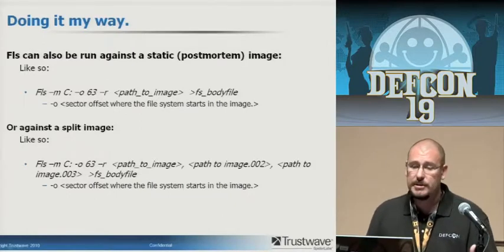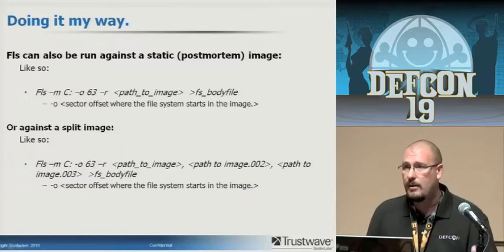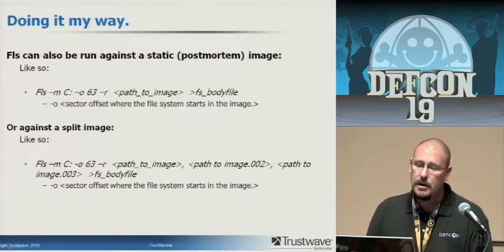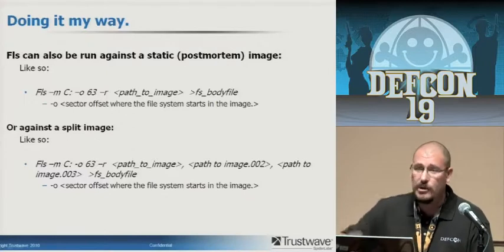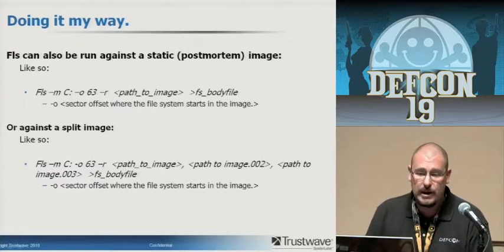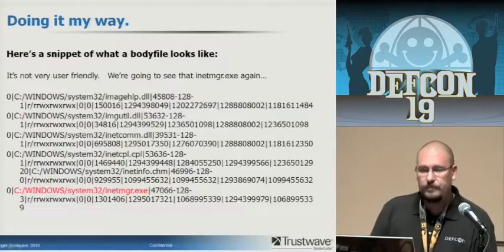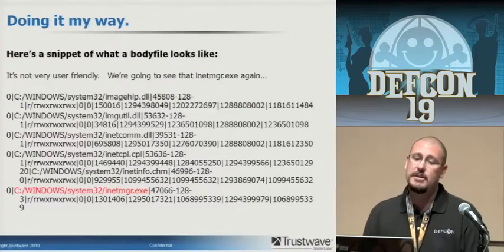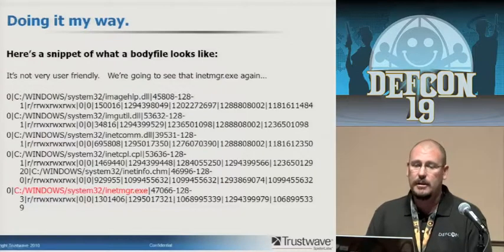You can also do this against a split image. You could have, you know, 100 different .001, .002, .003, .004 files. You just go 001 space 002, 003, and it works the same way. Again, the offset's there. So here's what a body file looks like, and it's admittedly ugly.